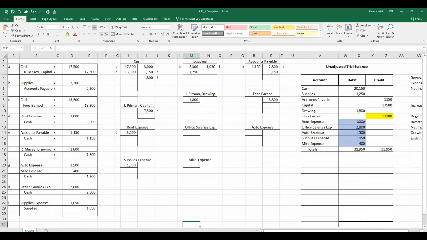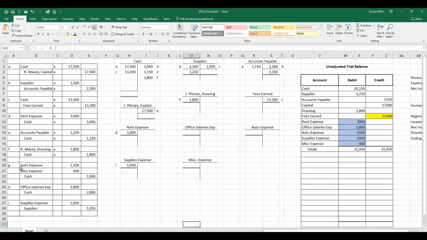I'm making this video to hopefully help you guys understand the posting process more. I am going to work on problem 2.2 from your textbook, and I have the transactions already listed here. I'm not focusing on transactions.